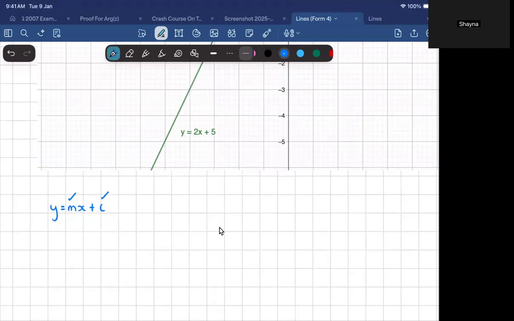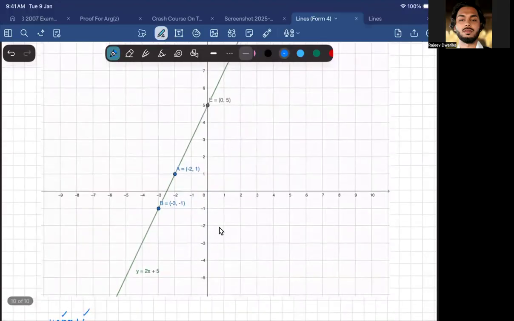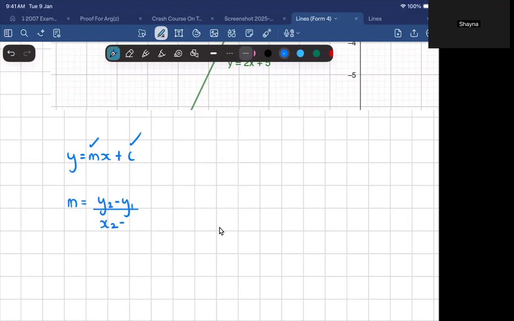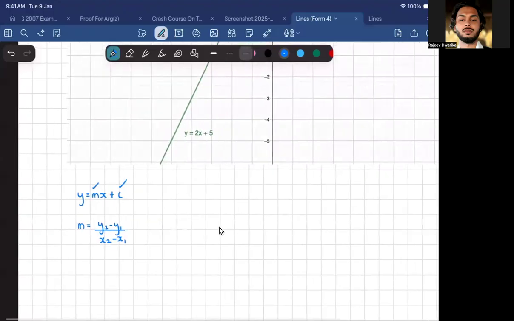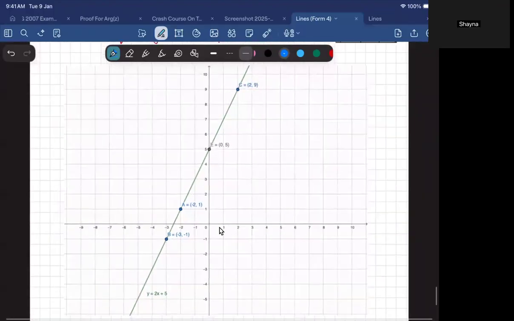The y-intercept. Right. So we are given a graph here. Let's find the gradient. So what's the formula for the gradient? Change in y by change in x. So y2 minus y1 over x2 minus x1. Shayna, does it matter which 2 points we select? No, sir. Actually, it does.